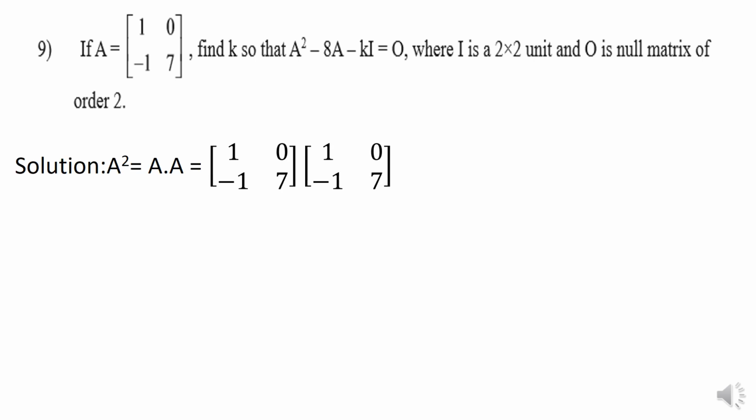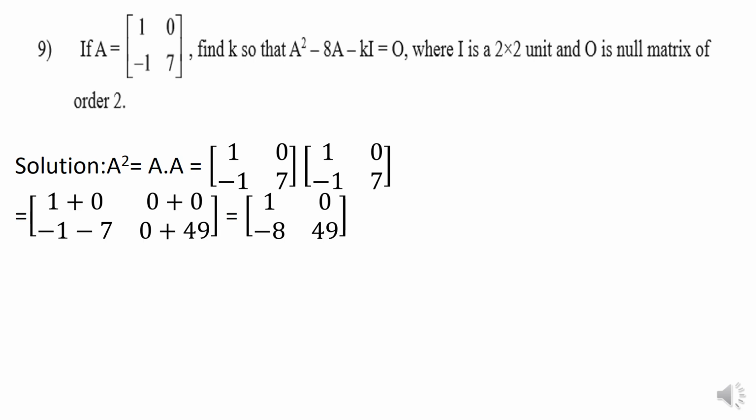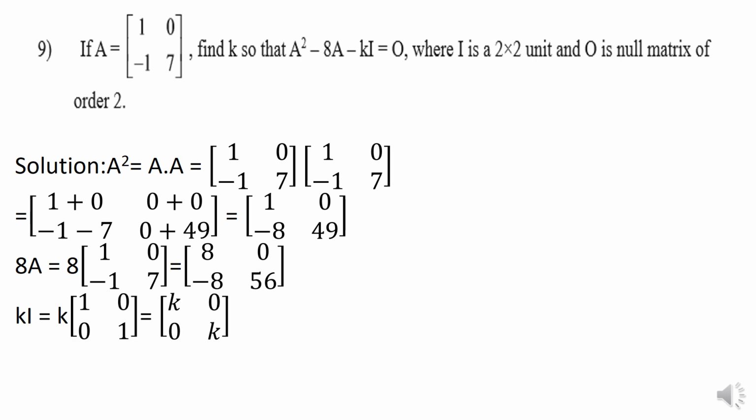So first A square is found out. A square, remember, it is A into A. Thus we get the answer for A square, that is A into A. Then we get the answer for 8A. A is multiplied by 8. And then we also get the answer for KI. I is a unit matrix of order 2 and thus we get the answer for KI. Now to find out A square minus 8A minus KI, which is given as 0.